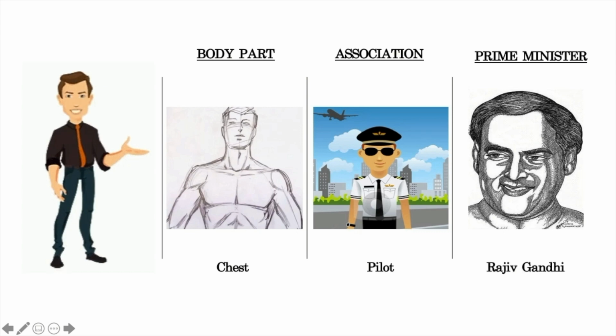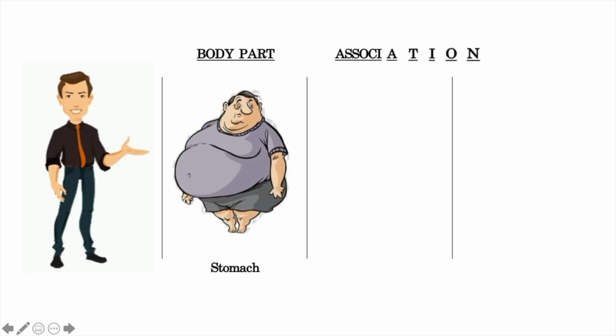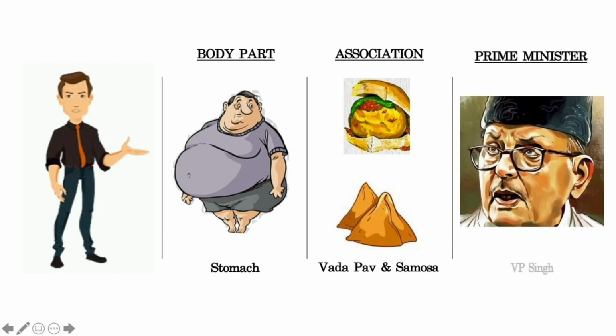Next Prime Minister after Rajiv Gandhi, we will be using the body part stomach, for which we will be associating eatables for the same. And eatables associated to stomach is vada pav and samosa. Vada pav and samosa is VPS in short, using which we will be able to get the next Prime Minister's name, that is VP Singh.